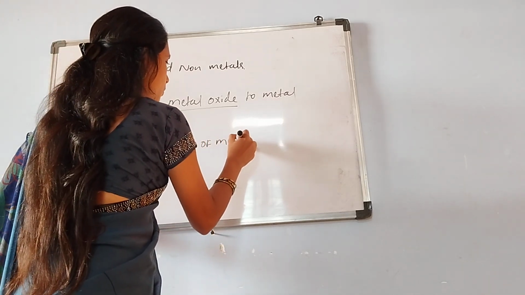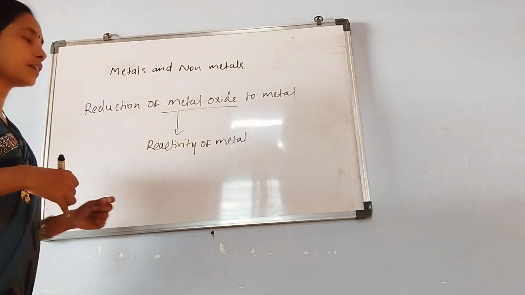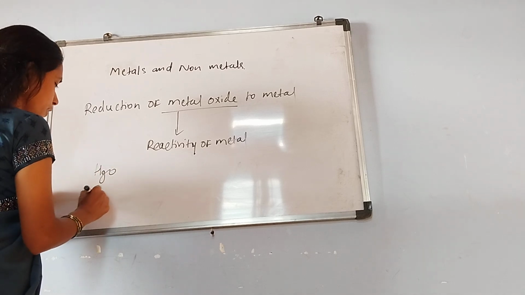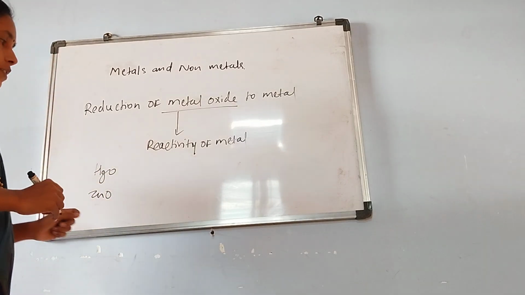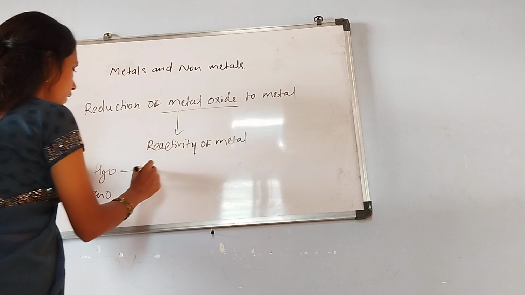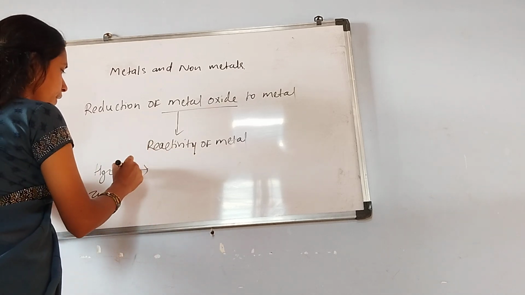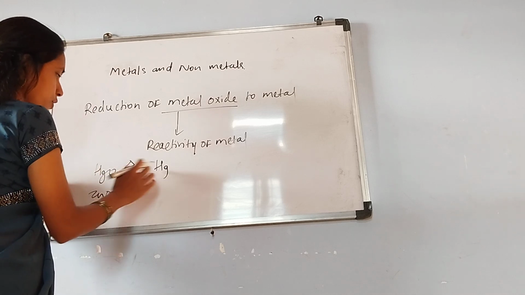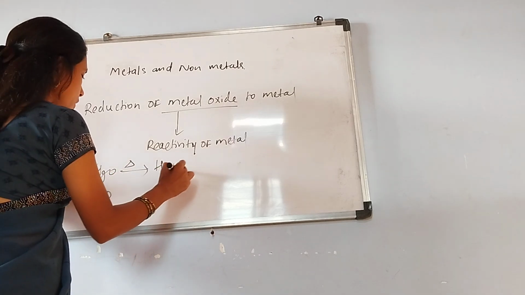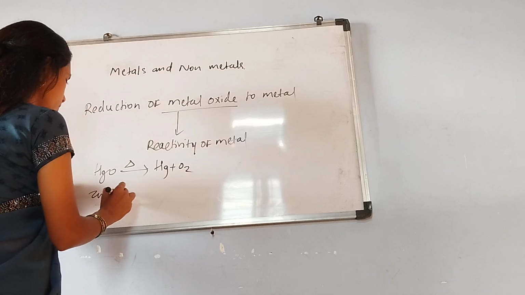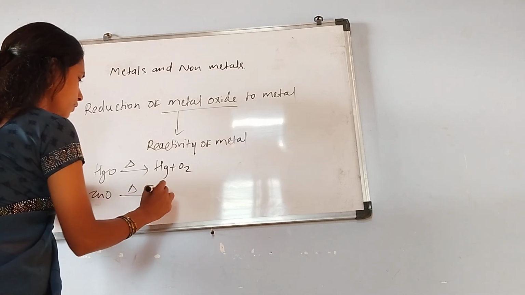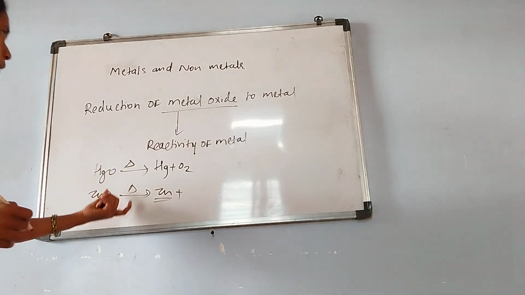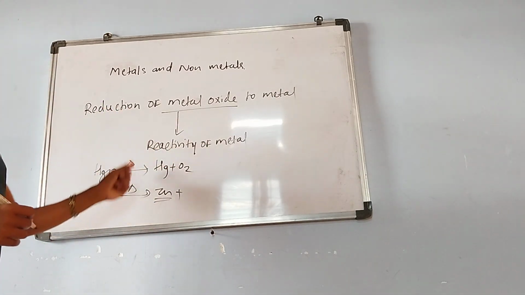For example, we are using less reactive metals like mercuric sulfide, mercuric oxide, zinc oxide. So these are the less reactive metals. In this case, by heating only we can convert them into metal. By heating it, we can convert this mercuric oxide into mercury plus O2. Here again we are heating it, and we get zinc. So like this we use this method for the less reactive metals.